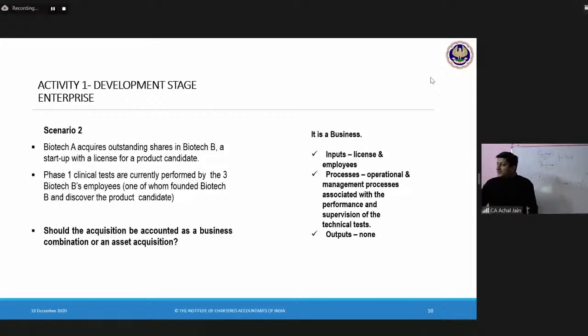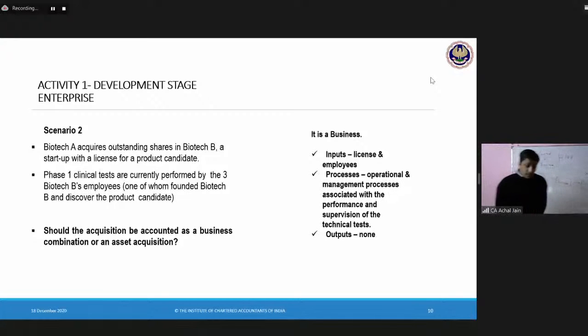Kaustav is saying, yes, sir, it will be called a business, because there's input which is licensed, process which is clinical tests. Pujita is also saying it's a business. And Divankar is saying, because in this case tests are being performed, that's why it has to be a business. And same is the response from Preet. Vaibhavi is also saying it's a business.